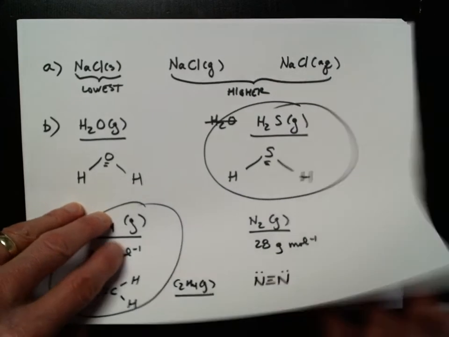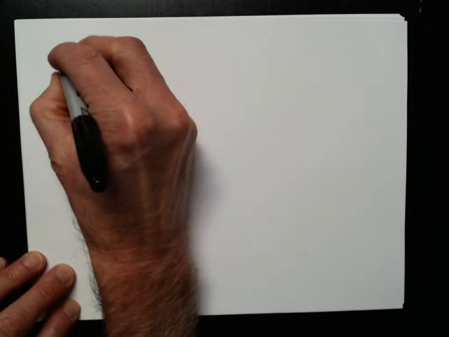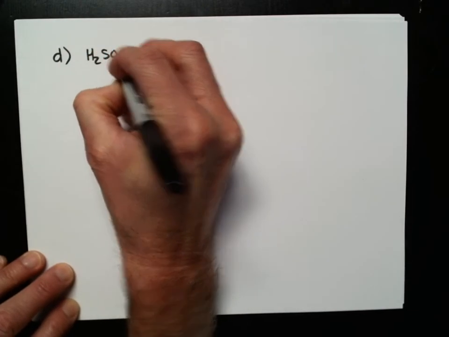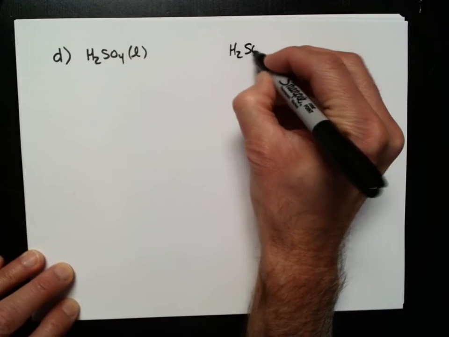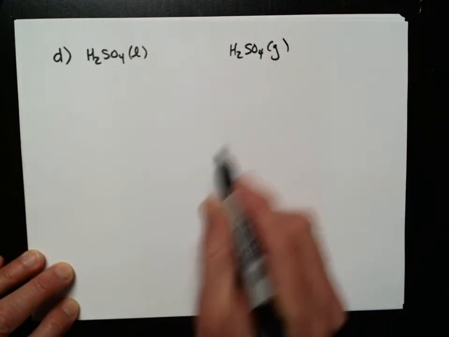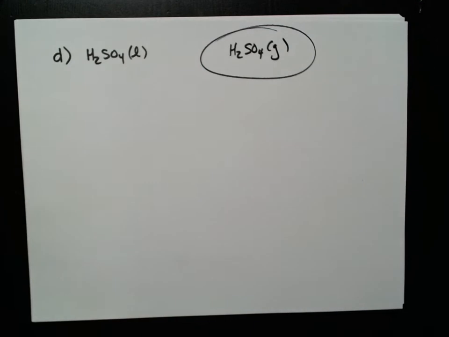And then finally, we'll go over one more case. We'll look at liquid sulfuric acid and gaseous sulfuric acid. That should make sense, that the gas is going to have the higher entropy.